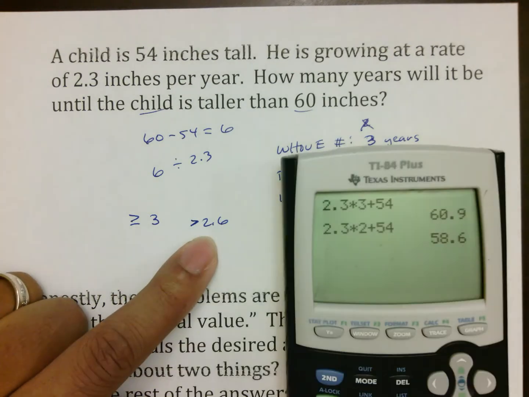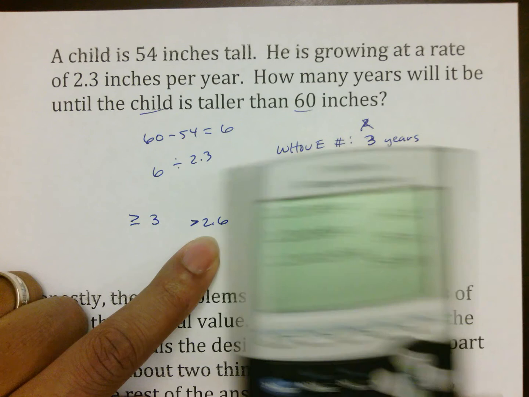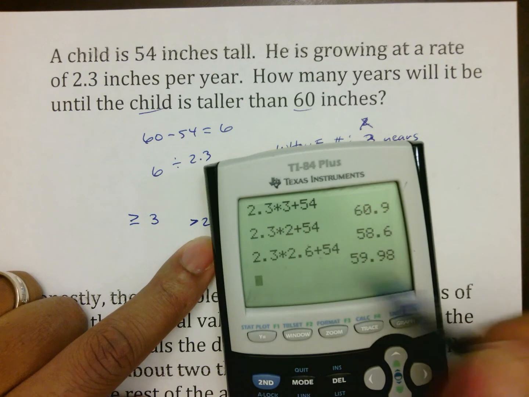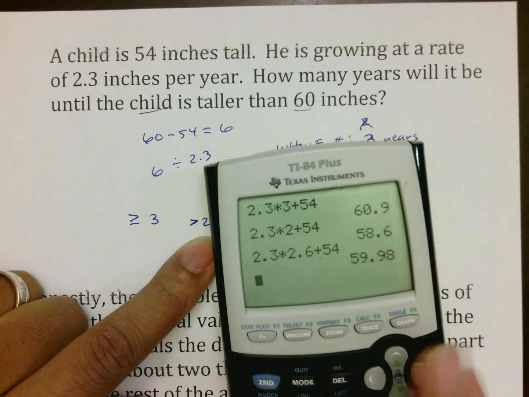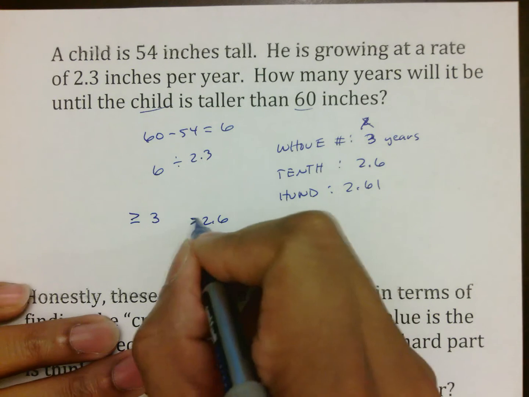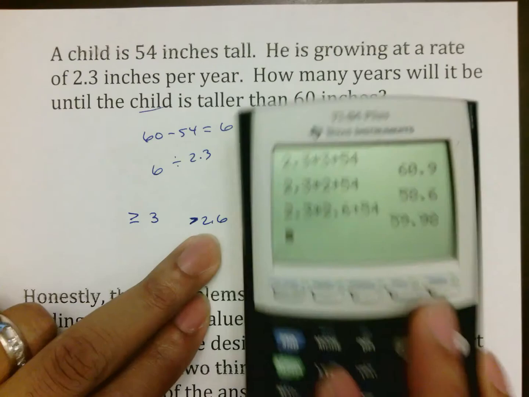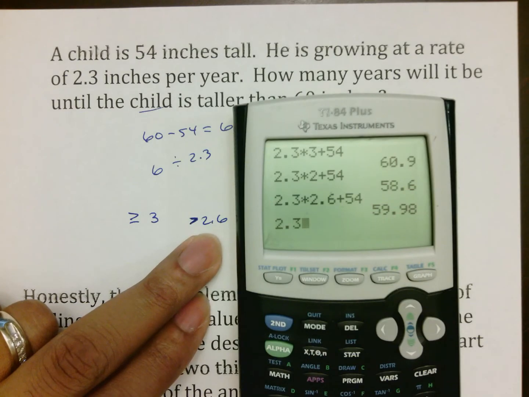So what I would do is take 2.3 times 2.6 plus your 54 to see if that's bigger than 60, and you notice it's really close to 60, but it's not there yet, which means that you want to be just greater than 2.6 and don't include it. Also, if you're going by tenth, just check out the next number, 2.3.